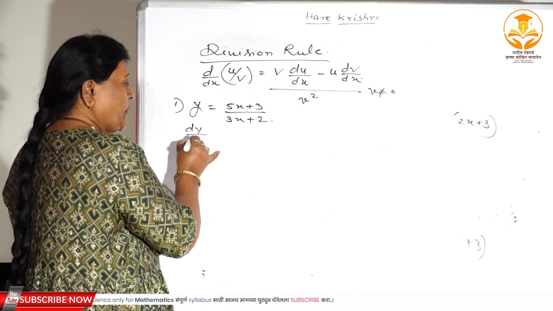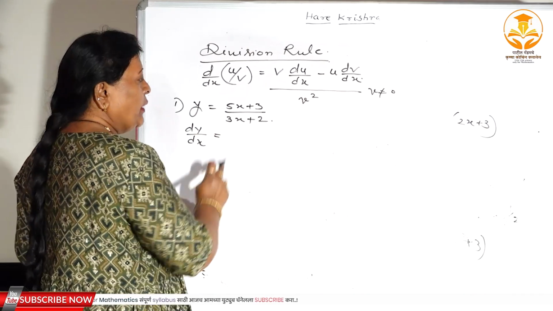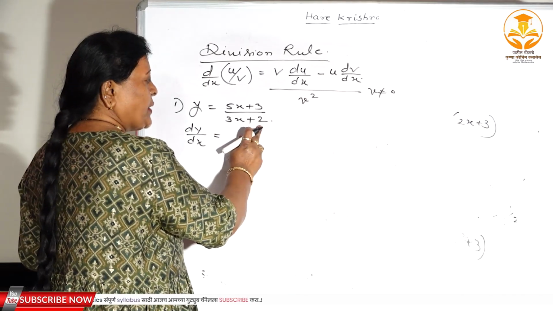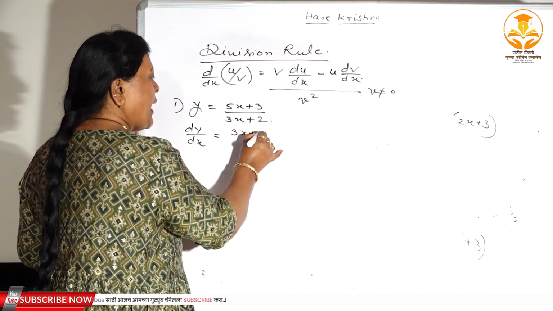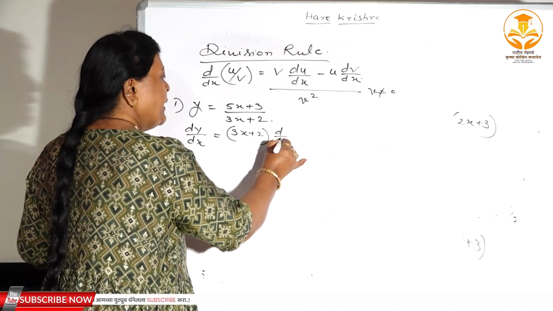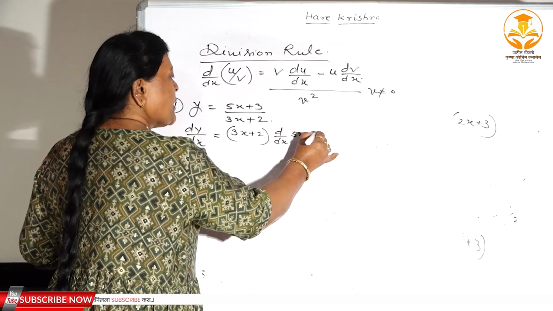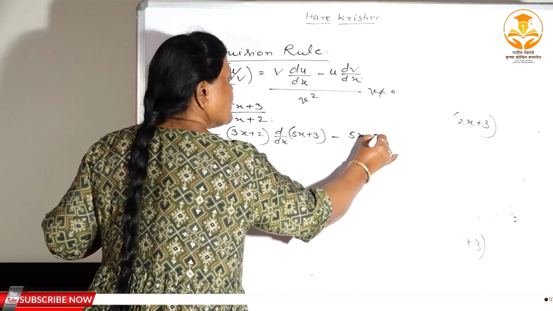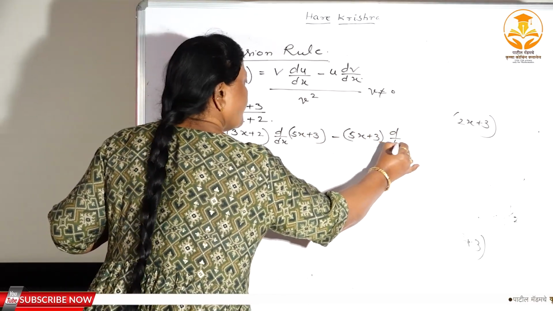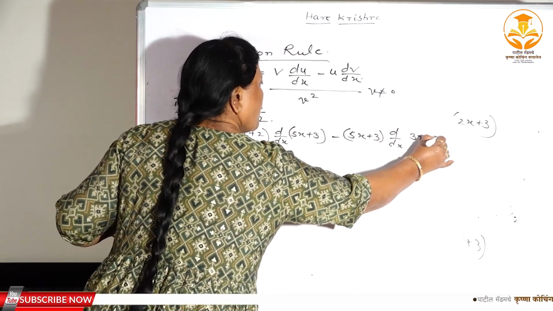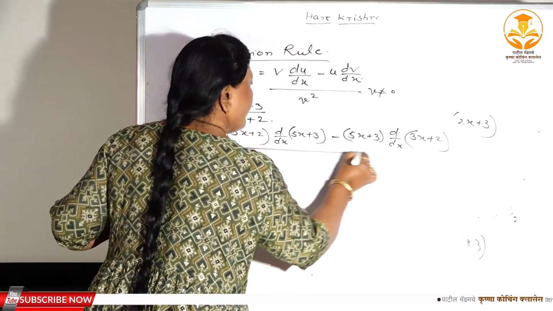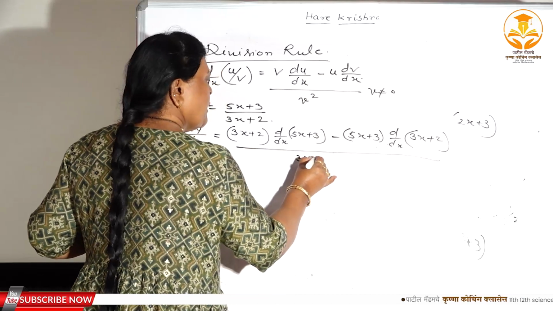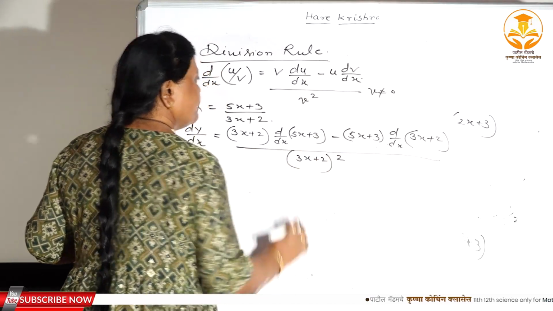dy by dx. It is nothing but, what is the denominator? 3x plus 2. 3x plus 2 remain as it is. Take d/dx of 5x plus 3, right? Minus (5x plus 3) remain as it is, d/dx of 3x plus 2, divided by (3x plus 2) whole square, right?